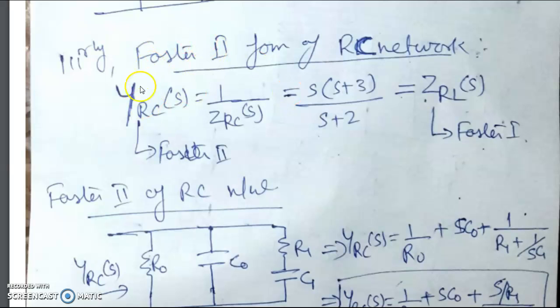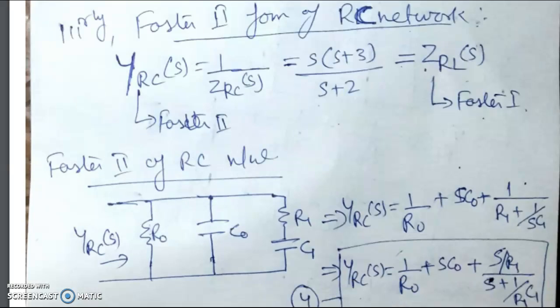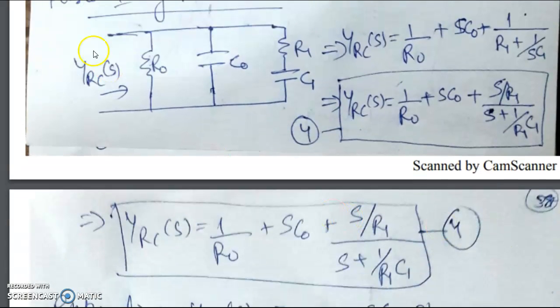Because Foster 2 form can only realize an admittance function, we have to convert that impedance into admittance, which is equal to 1 upon Z_RC, which is equal to S plus 3 upon S plus 2. This same function can be said as the impedance function of the RL network. Admittance will form the Foster 2 form of the RC network and impedance will form the Foster 1 form of the RL network. So in case of the RC network, Foster 2 form will be R0 in parallel with C0 in parallel with a series combination of R and C.